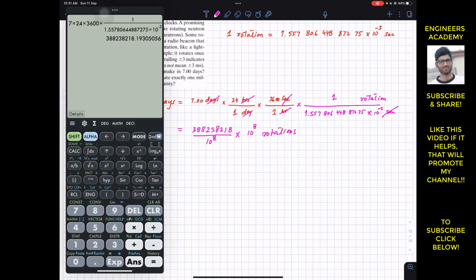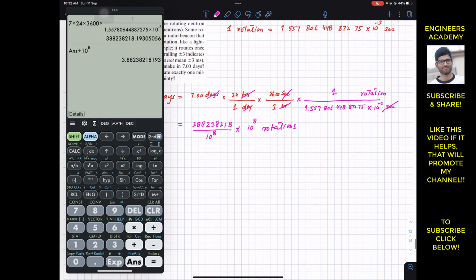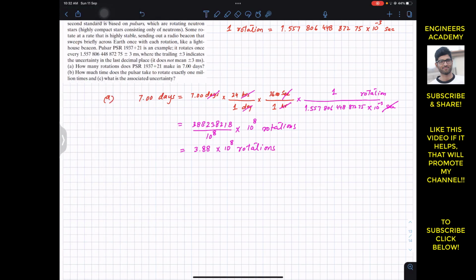So if we divide this answer by 10 raised to the power 8, we will get 3.88. So we will write until 3 significant figures. So 3.88 into 10 raised to the power 8 rotations. So in 7 days, this Pulsar PSR 1937 plus 21 will make this much rotations. So this is the solution of part A.